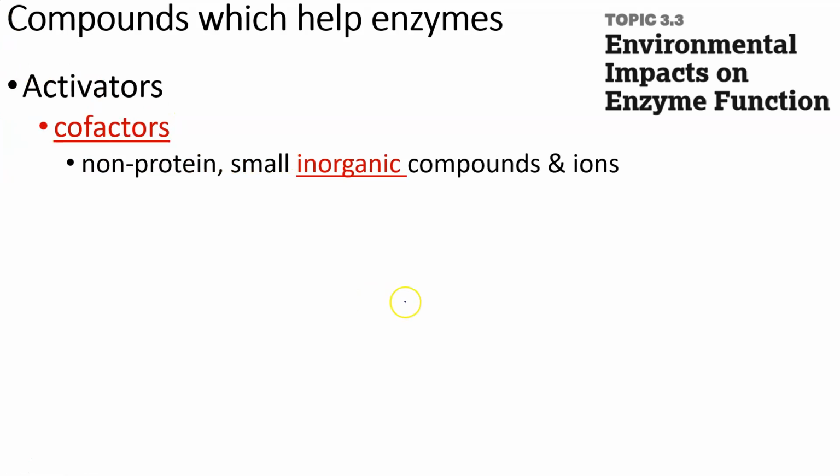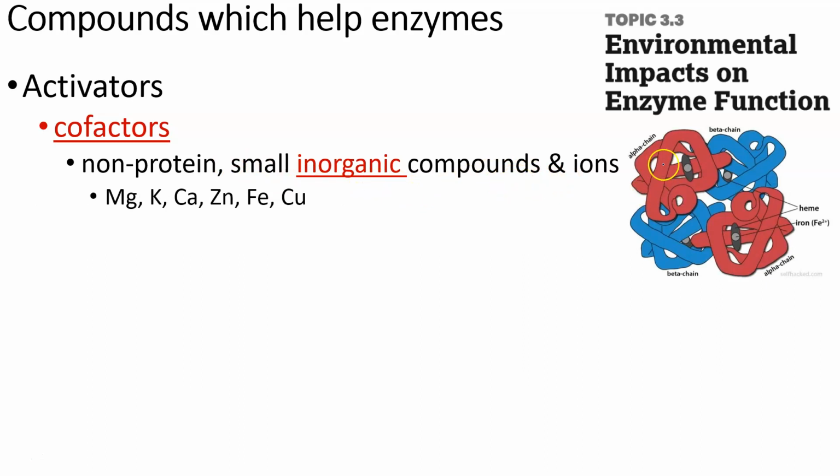Activators. Some of these are called cofactors. These are small inorganic compounds and ions, such as iron in hemoglobin. You may or may not know this, especially if you're in the medical pathway, but hemoglobin transports oxygen in our blood, right? And it needs iron in order to operate. Without iron, it can't operate. This is a cofactor for hemoglobin. This is something that helps it operate. They are typically bound to some region of these proteins.